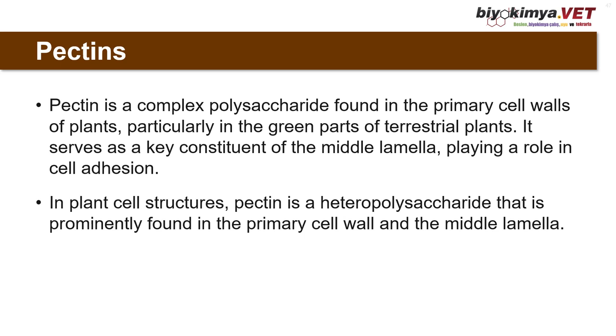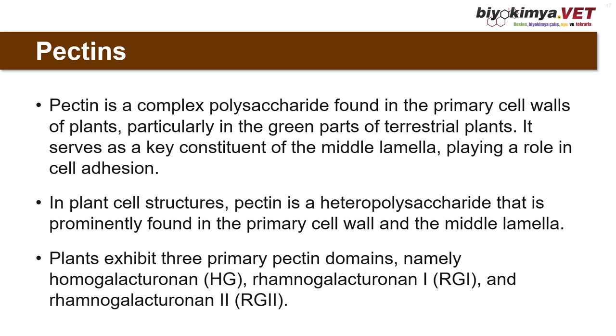In plant cell structures, pectin is a heteropolysaccharide that is prominently found in the primary cell wall and the middle lamella. It can make up a significant portion of the cell wall, accounting for approximately 30% of its composition.